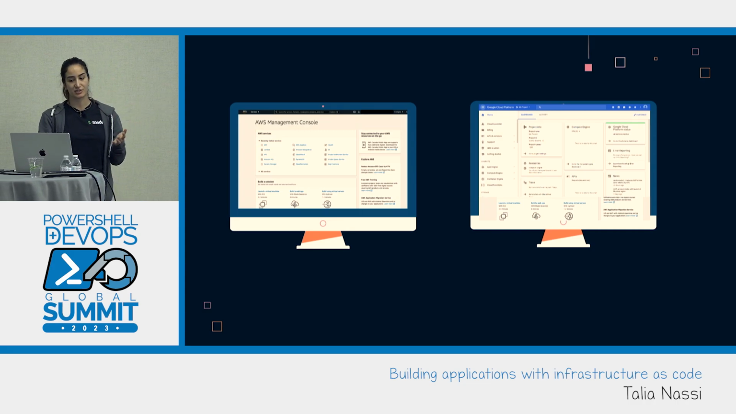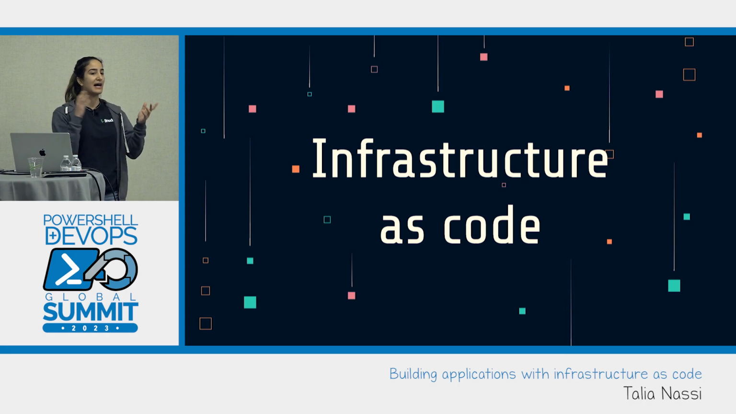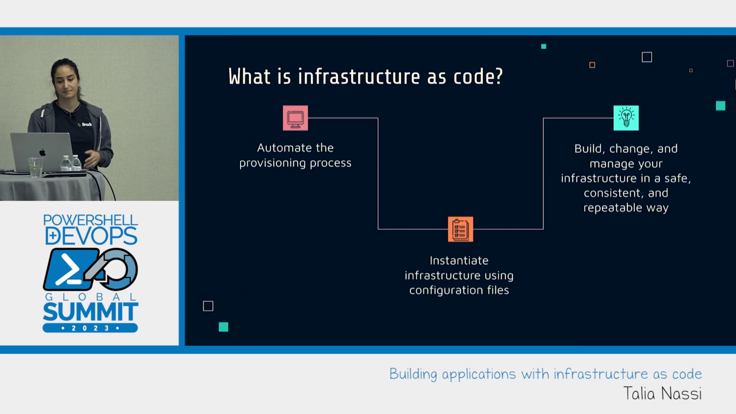And so that brings us to infrastructure as code. This kind of solves that problem of automation and replication: how do I replicate what I just did? How do I remember all the configurations? So that's what infrastructure as code does for us.